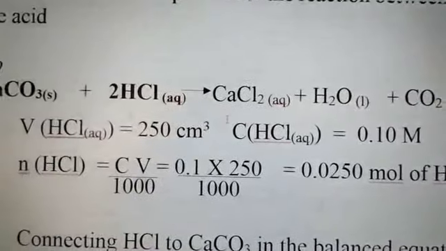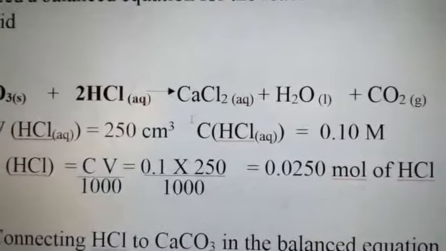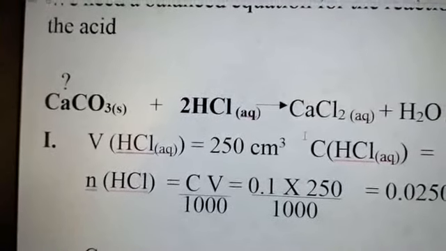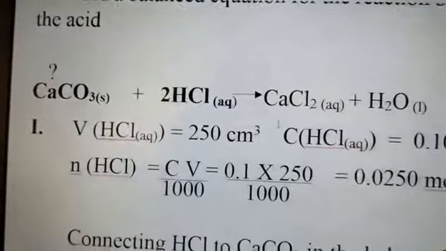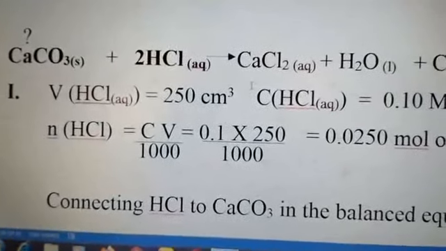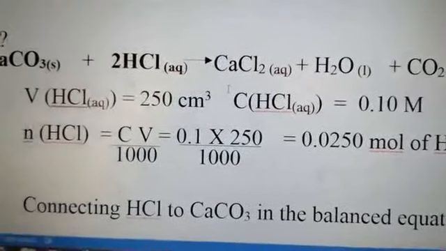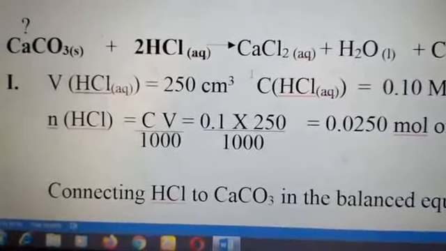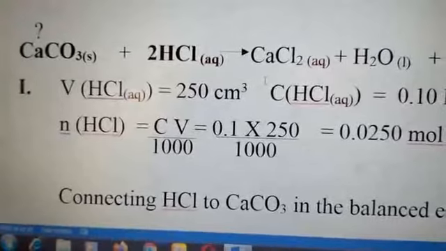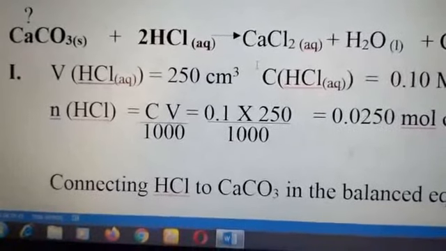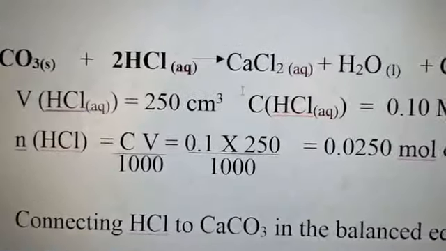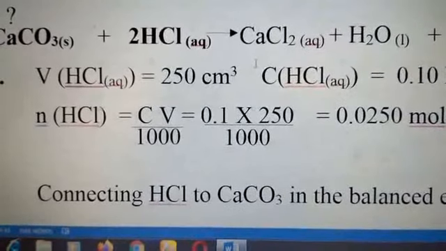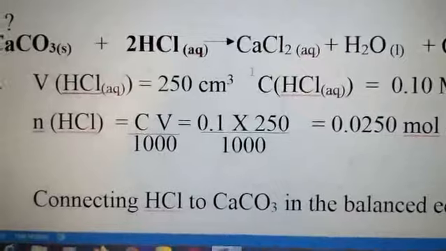So we'll know the quantity of HCl that's reacting. We don't know that of calcium carbonate, which we're looking for. So our connection will be between these two substances. Since we have volume and concentration, we find the number of moles of HCl using the formula n equals CV. Number of moles is concentration times volume. But we'll divide by 1000 because the volume is in cm cubed. So 1000 underneath is required to convert the cm cube to dm cube.